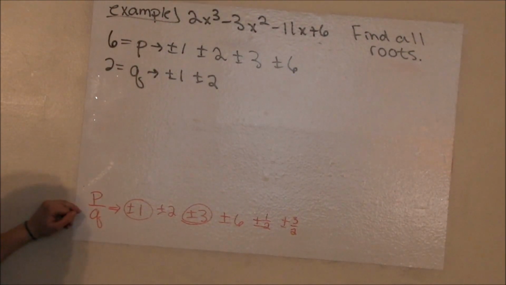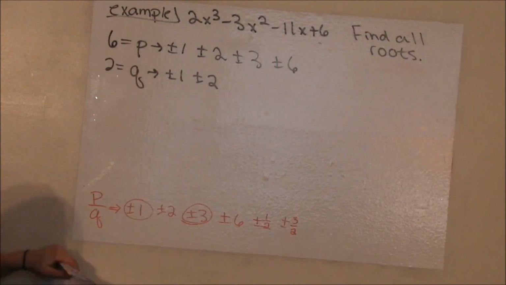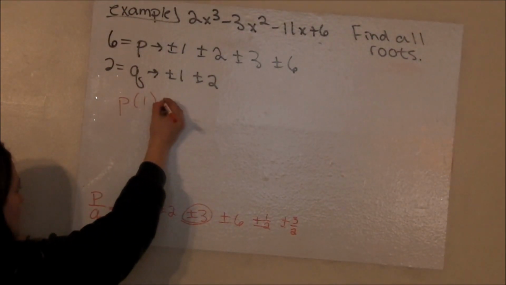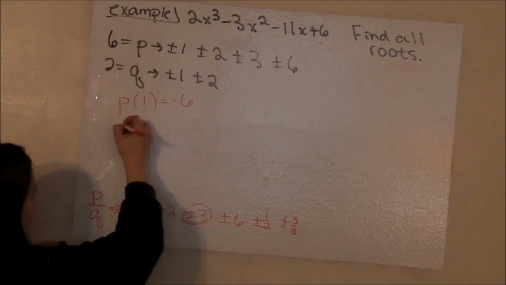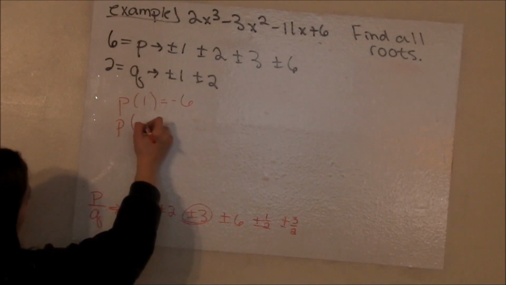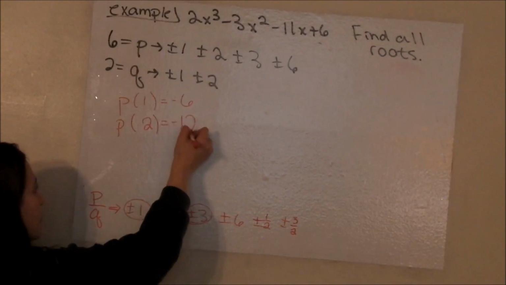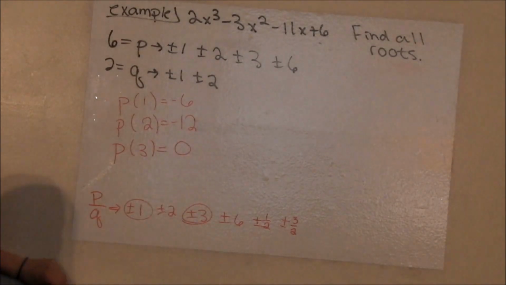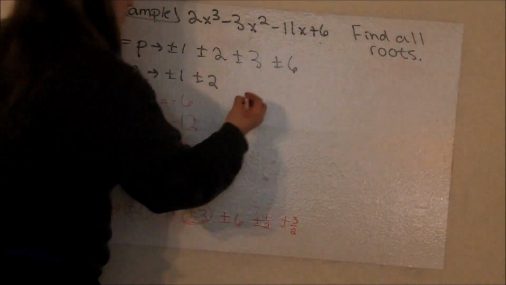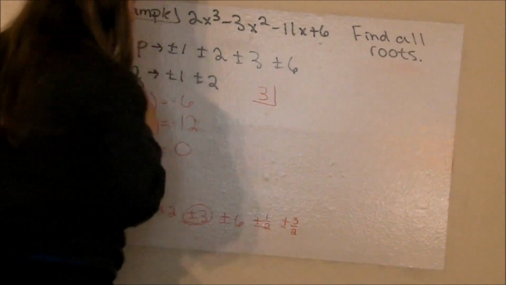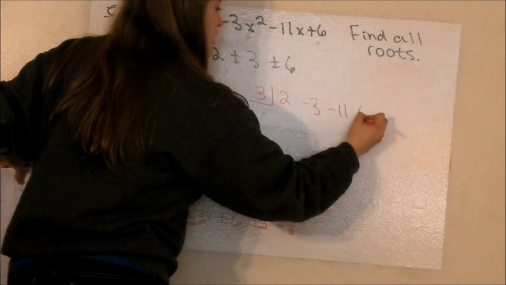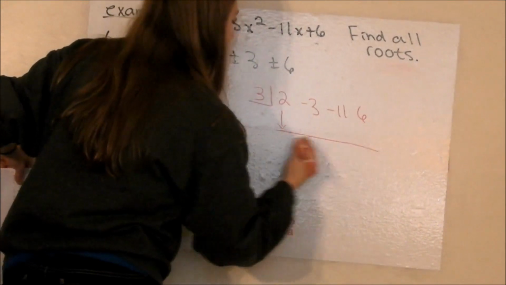From there, what we learned before is that we have to plug in each value into our original equation to get 0. So here, we're going to plug in p of 1, and that's going to give us -6. Yes, I want you to show this. P of 2 equals -12. P of 3, what do you think? We're going to get 0. So we're going to use p of 3 for our synthetic division. So 3 is going in the box, and then we have 2, -3, -11, and 6. Our synthetic division.